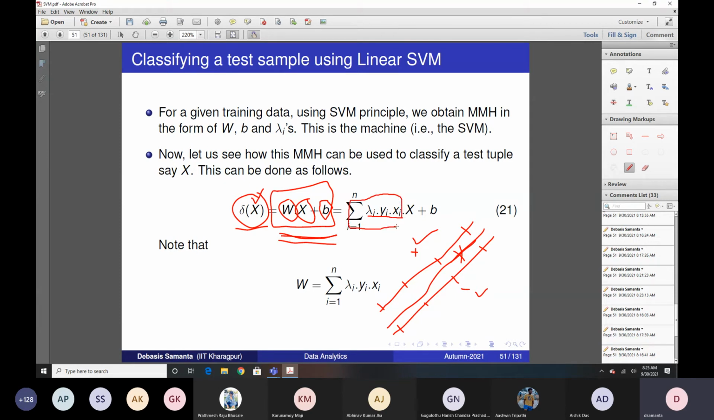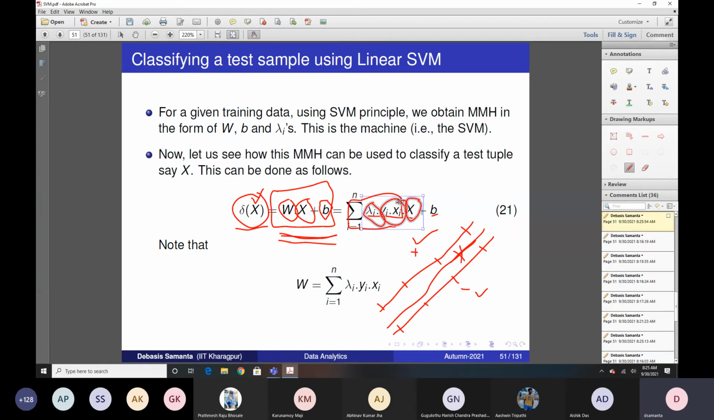So W dot x is this summation multiplied by x, plus b. Here you can note that in order to make a decision, you should know a priori the values of lambda_i, and y_i and x_i are already given for the training data set, and x is the unknown value. So this is known, this is the unknown value, and that is fine.